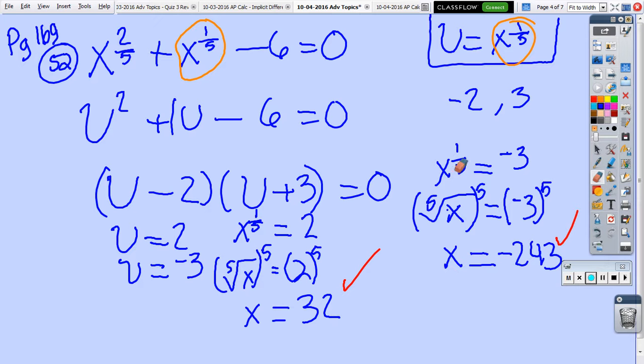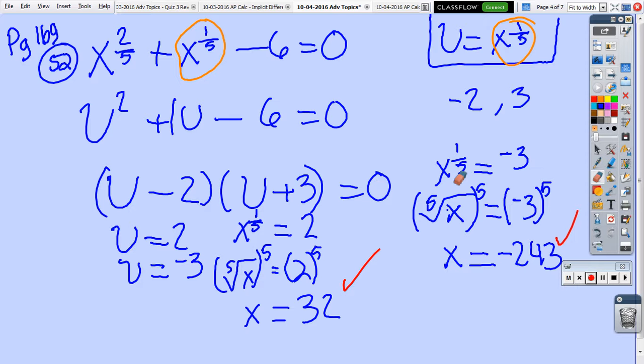Mr. Gross, you lost me. Okay, so you have a question? I'd love to help. You have to be specific though. This is the given. Did you understand U substitution? Yeah. Did you understand the factoring? Yeah. So you understand that U can equal 2 or U can equal -3? Yes. I'm trying to figure out where you lost me.